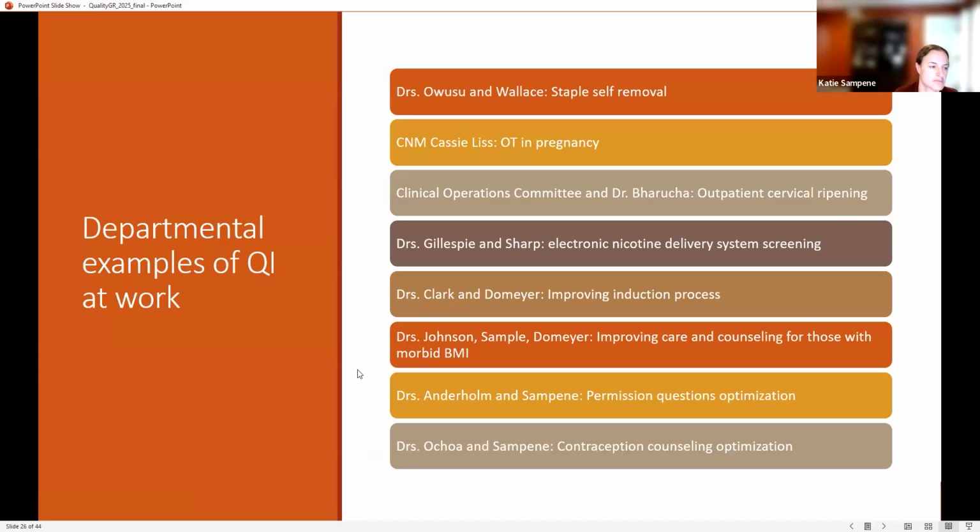Some examples of what's going on right now. So we have a staple removal project that's happening. One of our CNMs is doing a project that we're working on actively in the quality committee currently. Clinical operations and quality often overlap, right? Like you do a quality improvement project and implement it. And then once it's implemented and found to be safe and sustainable, it becomes operations. So there's many things going on in that realm. There's improving induction. There's improving care and counseling for those with increased BMIs or morbid BMIs. We're doing some contraception counseling optimization. Excuse me. There's a lot happening.